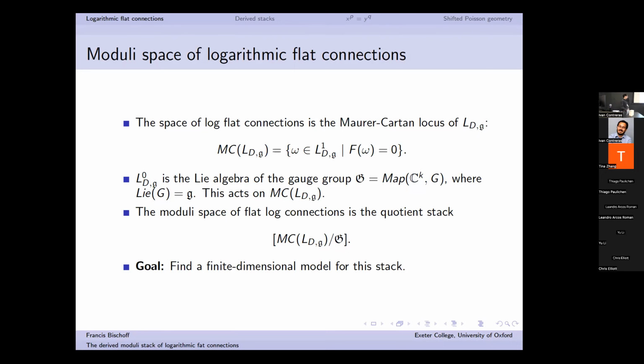Okay, so this is very nice, but one issue is that this is an infinite dimensional construction. So the first goal is to find a finite dimensional model, a finite dimensional slice for the gauge group action. In order to do this, I need to introduce the second ingredient.